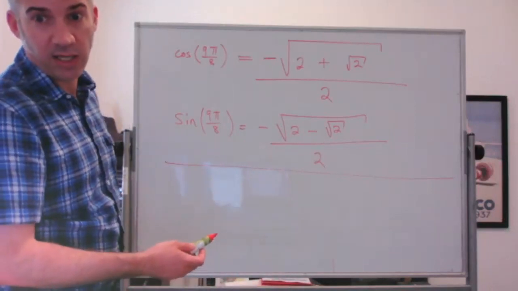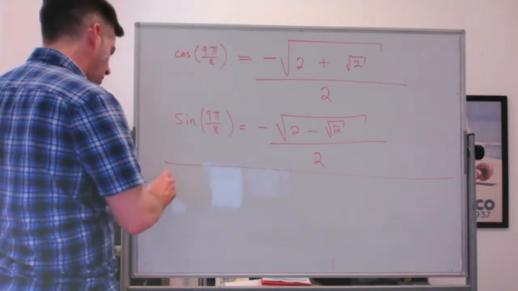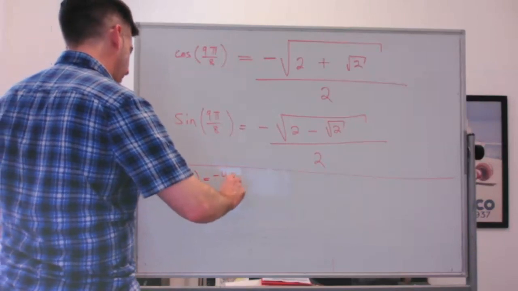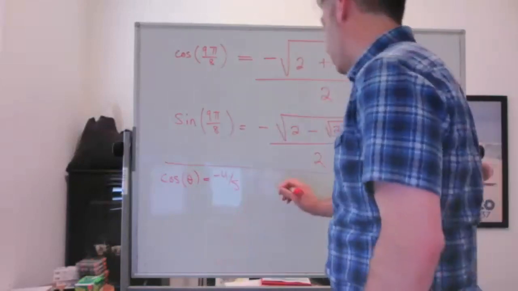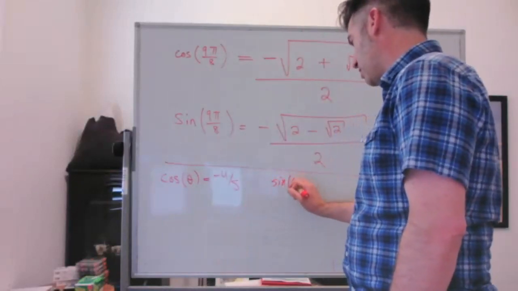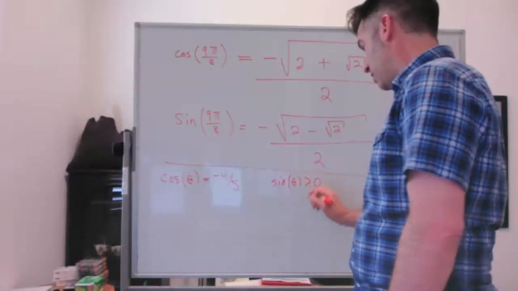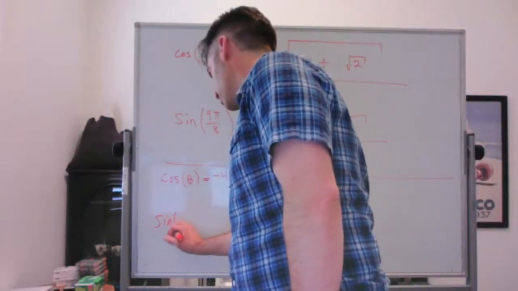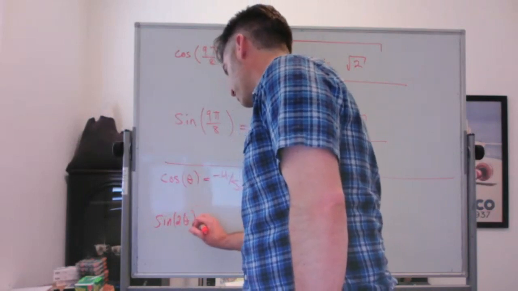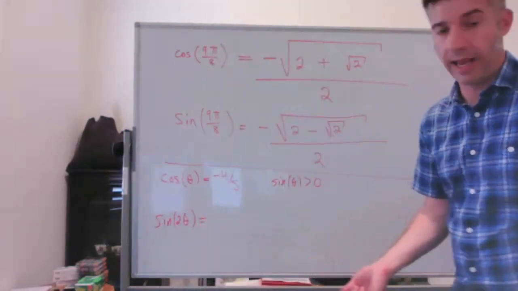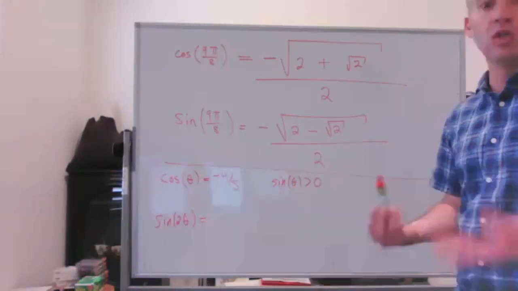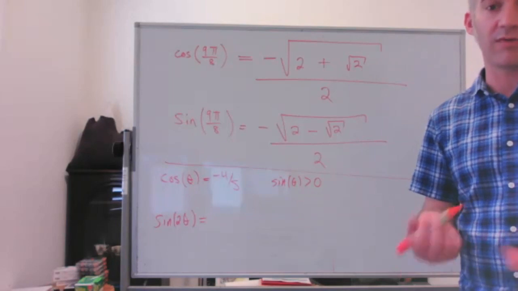So for 3A, we're given that cosine of theta is equal to -4/5, and we're also told that sine of theta is positive. We're being asked to find sine of 2 theta. The whole gist for any of these types of problems, finding sine of 2 theta or cosine of 2 theta, is that we're expected to use the double angle formula.